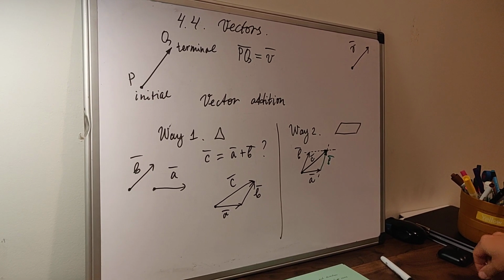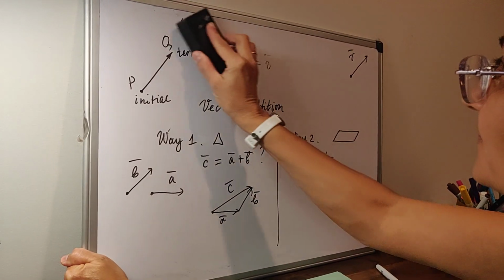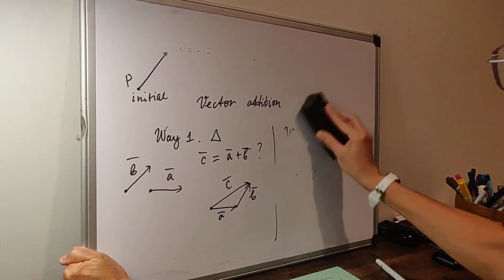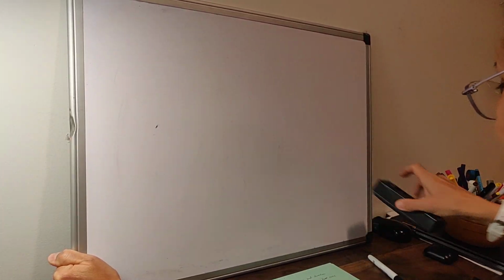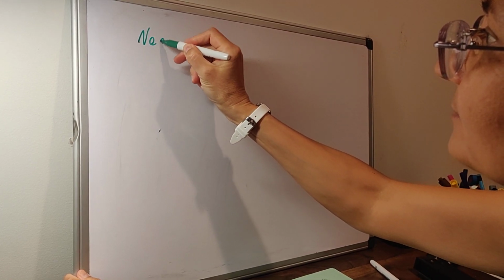Okay, now let's move to subtracting vectors. I'm going to erase everything. How do we subtract vectors? Before we start subtracting vectors, let's define a negative vector. Negative vector.